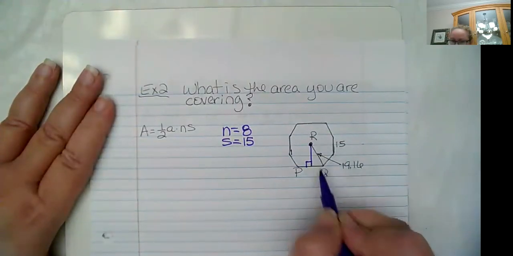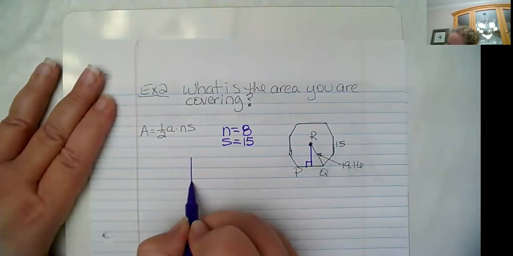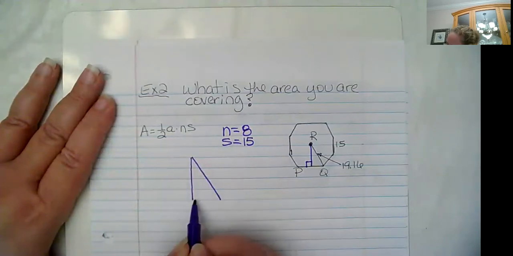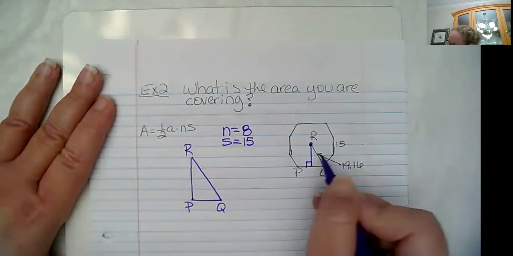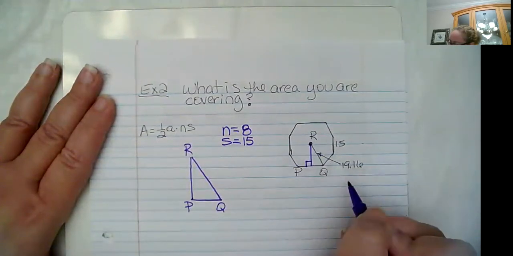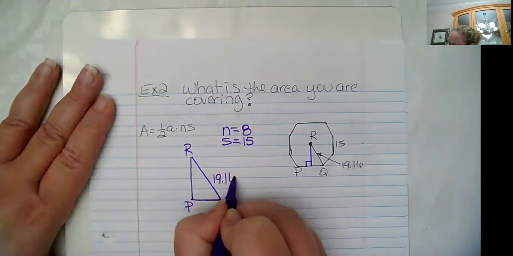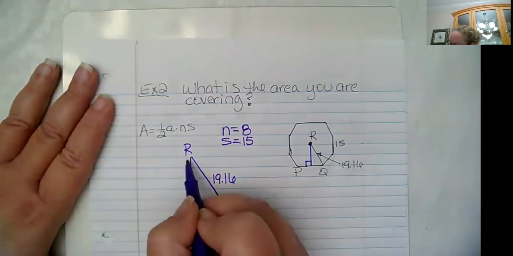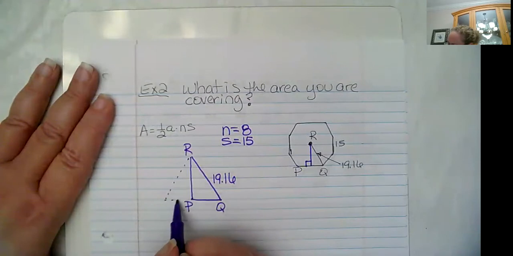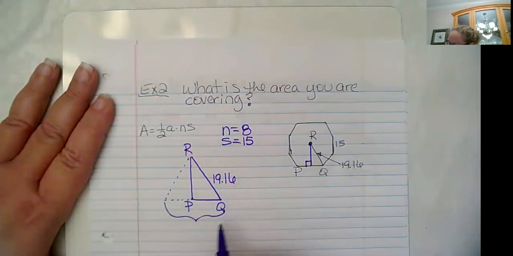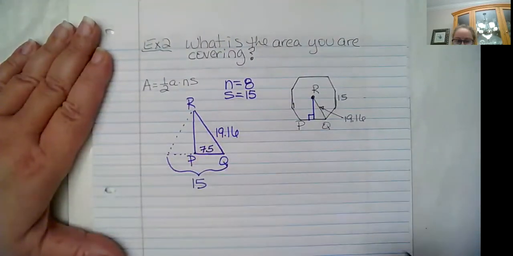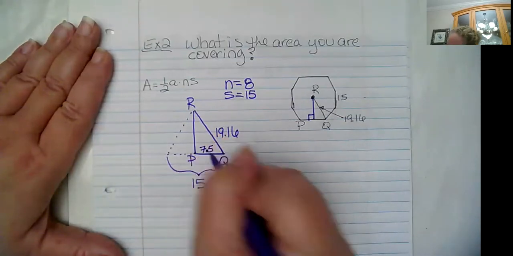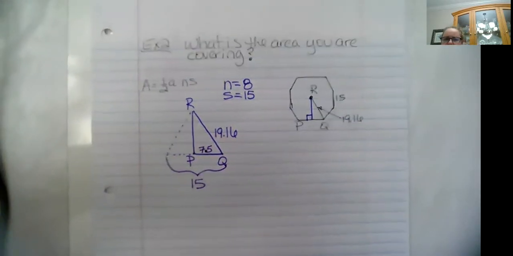So we can figure it out using the Pythagorean theorem. If we separate our triangle, P, Q, R, we know the hypotenuse, which represents our radius, so that's 19.16. And then the side length, so the whole side length is 15. Well, if you cut that exactly in half, this side length is 7.5.